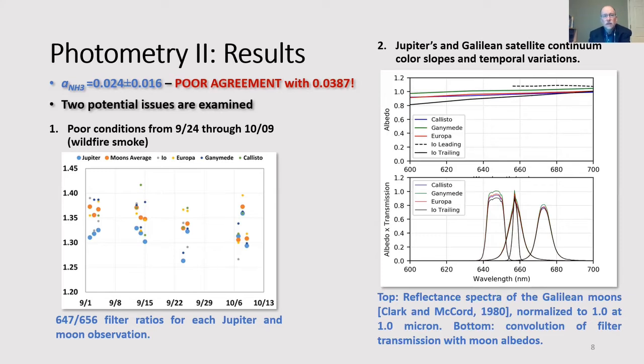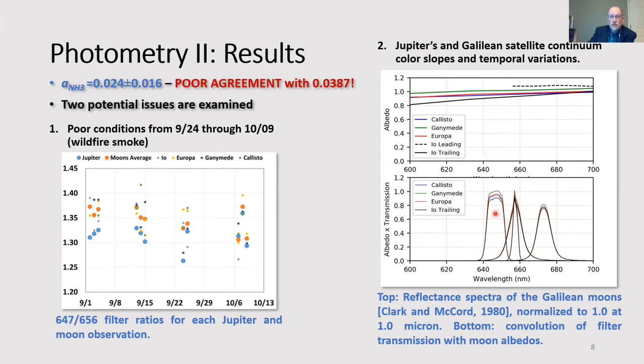The second thing to look at is Jupiter's Galilean satellites have continuum color slopes, and they show temporal variations due to rotation. You can see this subtly at this scale in the top chart, where you've got these slopes in the 640 to 660 range that are non-zero. And if you look at the slope of Jupiter's albedo in that range, it is pretty darn flat.